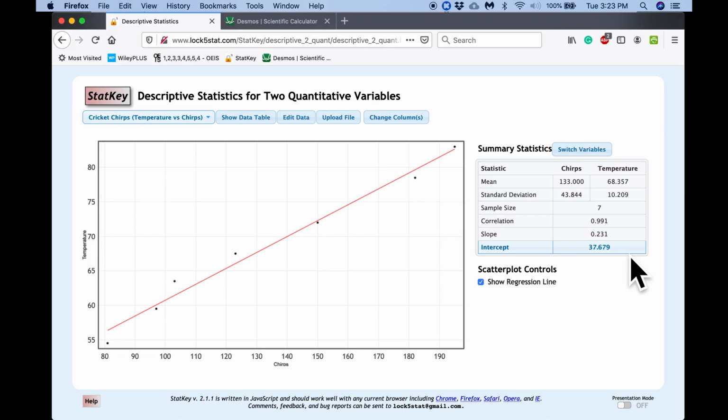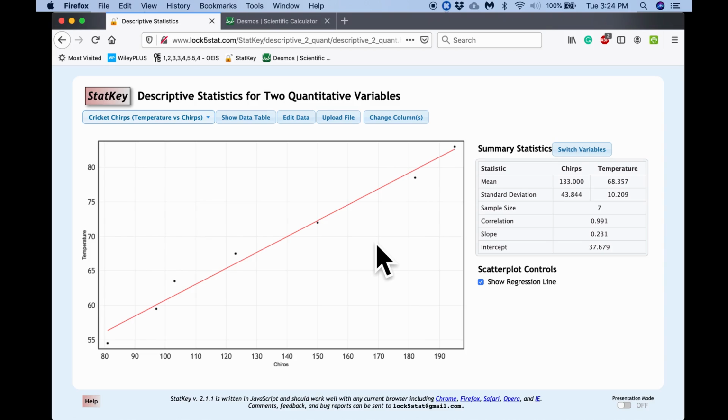Is this line an exact fit for the data? It is not. You can see that some of the points lie above and some of the points lie below the red line. So obviously the line is not an exact fit. It's a pretty good fit though. So we have to say that it does look like the chirp rate is a fairly good predictor for the temperature. All right.